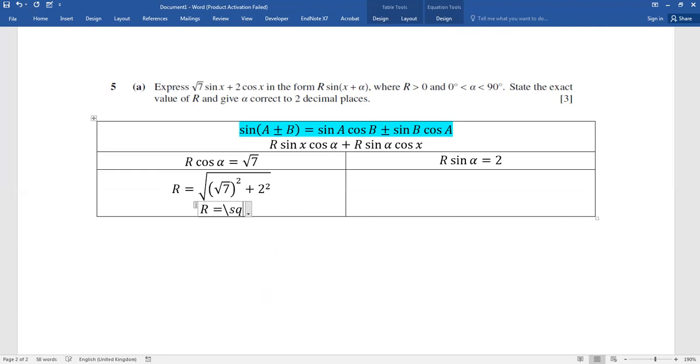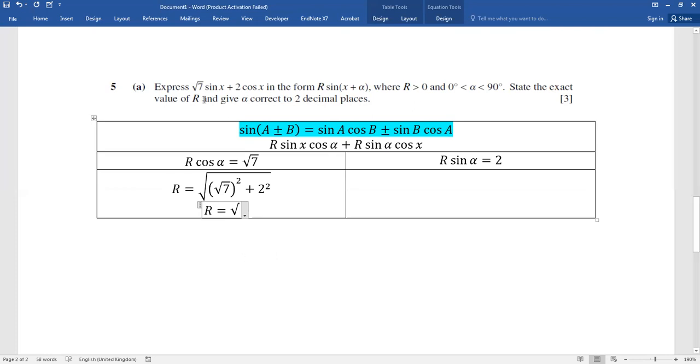Square root 53. Not square root 63. 53, sir. No, it can't be 53. Carefully square this. Once you square this, it's just 7. 7 plus 4 is 13. And this is an exact value. You have to leave it as it is. Is this clear, class?